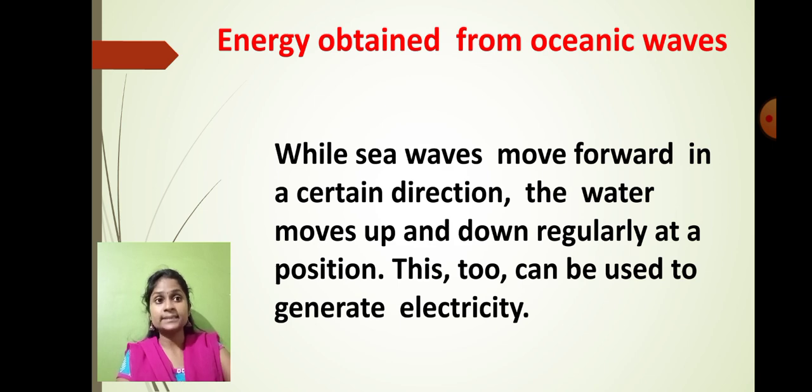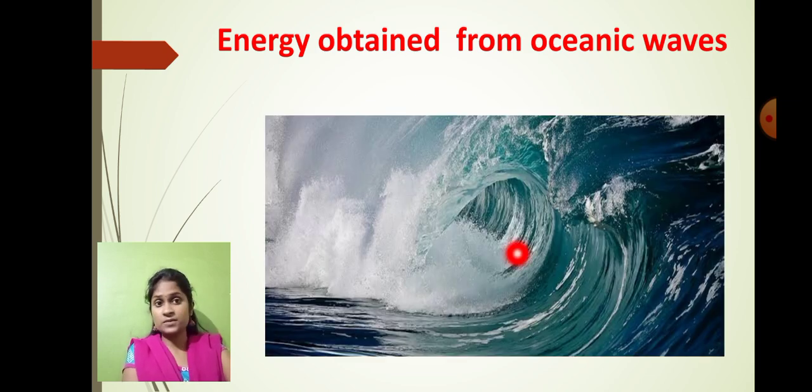Now students, the next type of energy is from oceanic waves. You all know that in the ocean also we can see a large amount of waves. While sea waves move forward in a certain direction, the water moves up and down regularly at a position. So this too can be used to generate electricity. Even the oceanic waves are used to generate electricity. You must have seen how exactly the oceanic waves come.